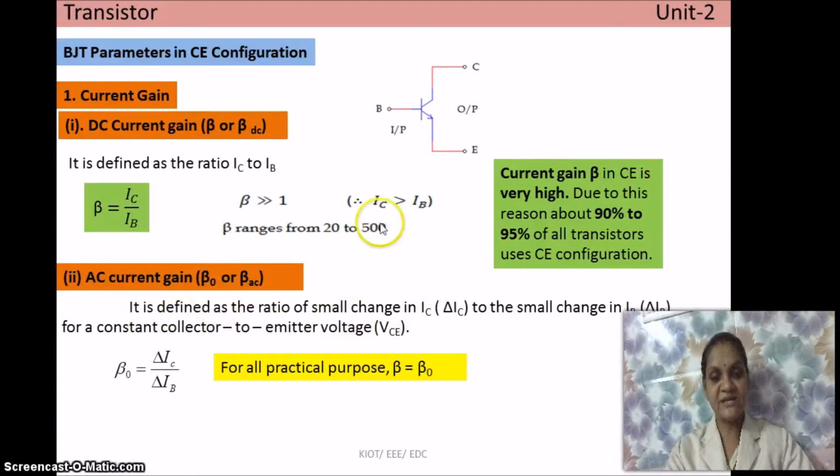Similarly, the AC current gain is represented by beta naught, or otherwise beta AC. It is defined as the change in collector current, del IC, by the change in base current, del IB, at a constant output voltage. What is the output voltage here? Collector-emitter voltage. So at a constant collector-emitter voltage, beta naught equals del IC by del IB. Similarly here also, for all practical applications we take beta as equivalent to beta naught. So keep it in mind.